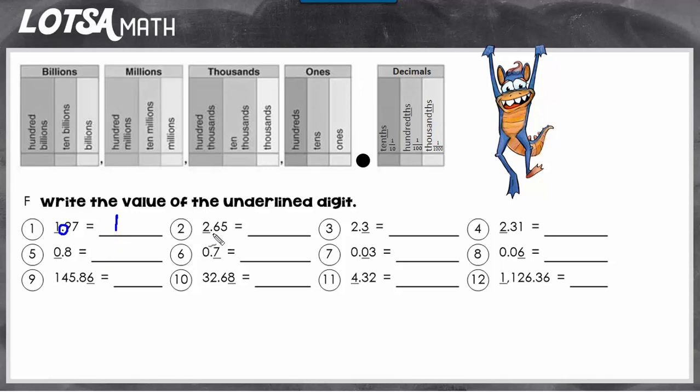So let's look at number 2. Again, you find the decimal, and if the underlined digit is directly to the left of the decimal point, you know that's the ones place. So we have a 2 in the ones place. So the value is 2.